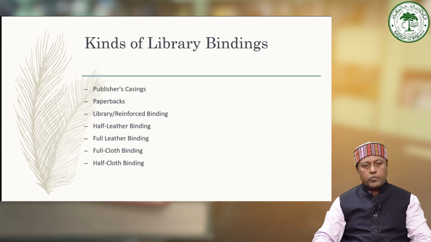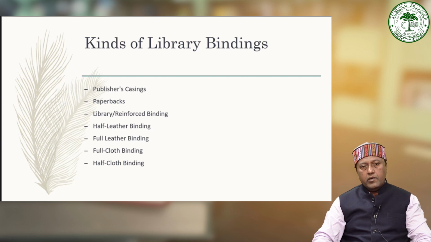Second type of binding is paperback. This is also known as soft cover or paperback binding, and these books have flexible cover made from the paper or cardstock. They are lightweight and affordable but less durable compared to the hardcover binding.